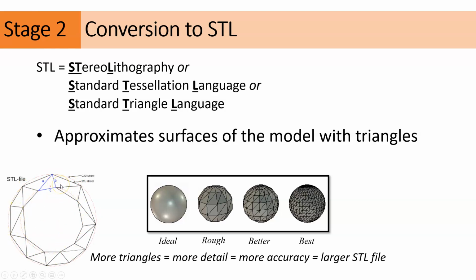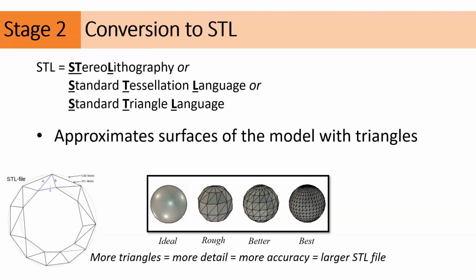Okay. And it's an approximation. That's the most important thing to understand. It's an approximation. So we cannot actually print perfect curves, right? Because our STL file is not made up of curves. It's made up of many, many, many thousands of triangles.